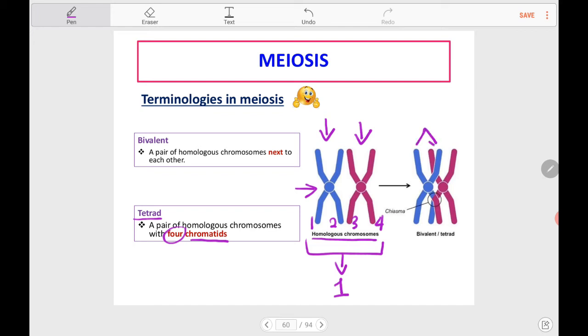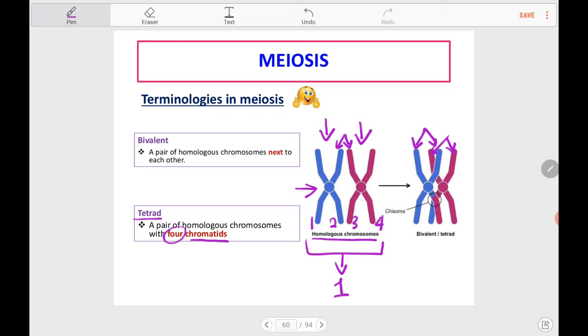Only these 2 chromatids are sister sebab dia attached to the same centromere. Sama juga, only these two chromatids are sister sebab dia attached to the same centromere. Kalau kita nak tengok between biru dan merah ini, so 2 chromatids ini bukan sister sebab they are attached to different centromere. Maksudnya they belong to different homologous chromosomes.